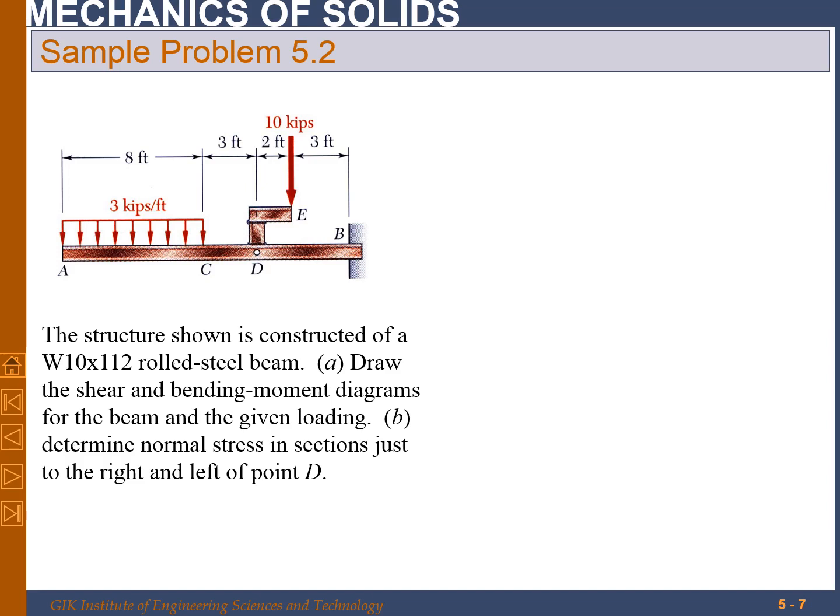So what we have to do is draw the shear force and bending moment diagram for the beam and the given loading. And in part B, we have to determine the normal stress in the section just to the right and left of the point D. So basically, in this problem, we have to find the normal stresses just before and after this point D.